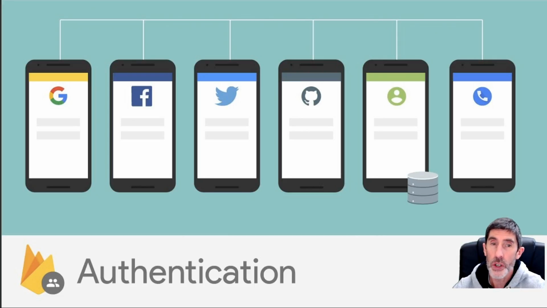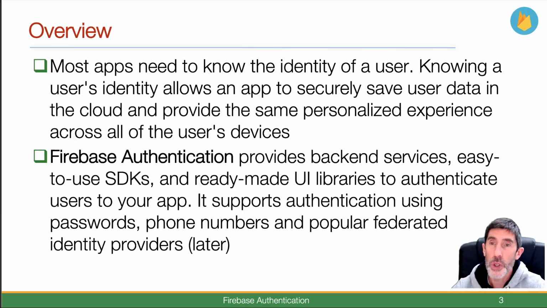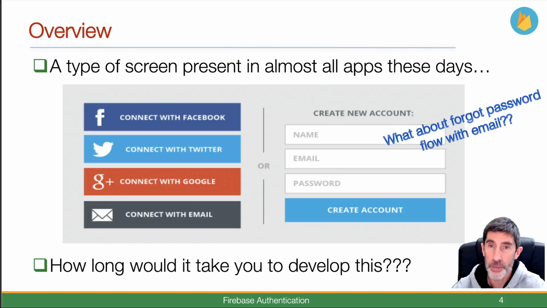Okay. So to begin with, most apps need to know the identity of a user. Knowing a user's identity allows an app to securely save user data in the cloud and provide the same personalized experience across all of the user's devices. Okay, Firebase Authentication provides backend services, easy-to-use SDKs, and ready-made UI libraries to authenticate users to your app. It supports authentication using passwords, phone numbers, and popular federated identity providers, which we'll talk about in a minute.